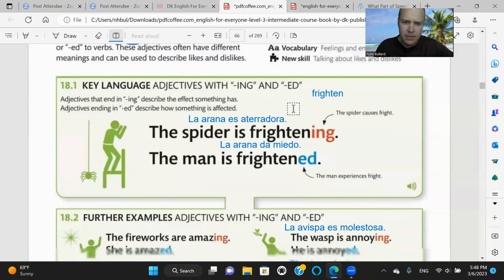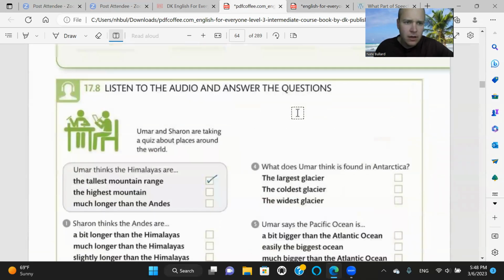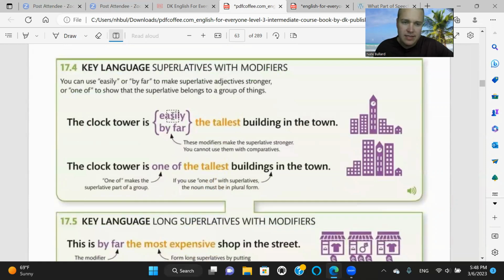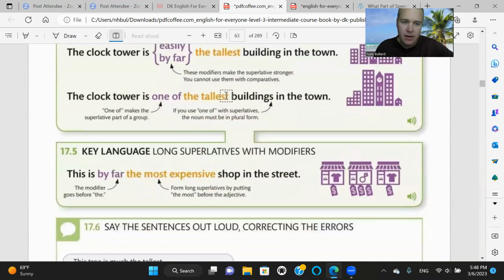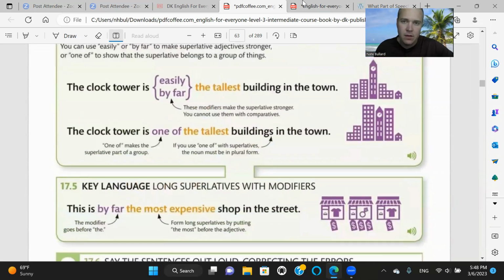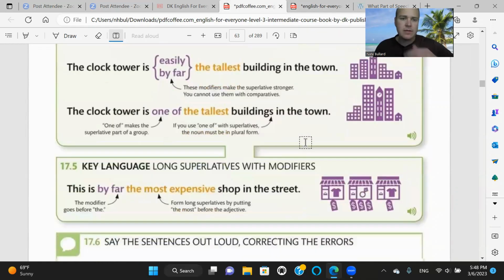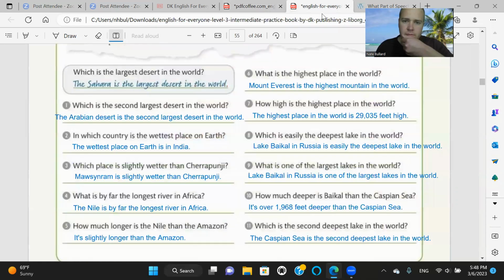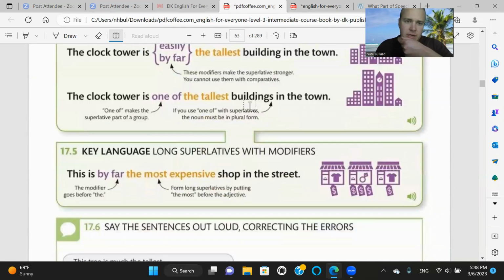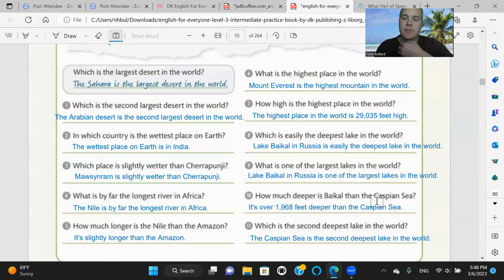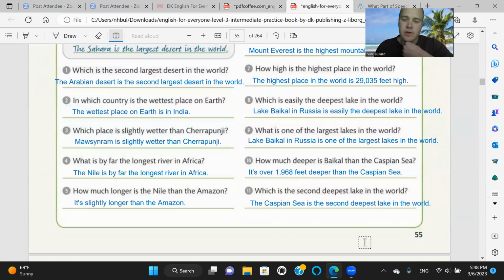Let me go back here for a second. Okay. The modifier. All right. The second is the modifier in this case. And then, well, let's see. Actually, I think the second deepest is all going to be the superlative. The second deepest. Yep. This is all the superlative.